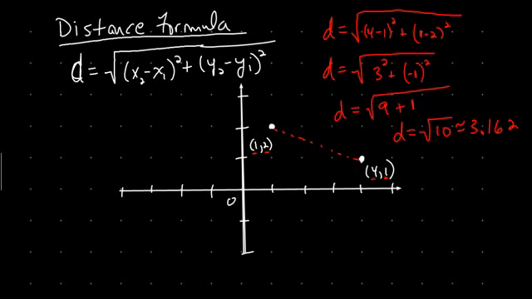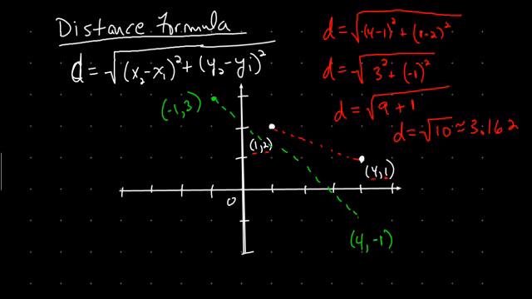Let's switch colors. And let's say we're going to go from negative 1, 3 to 4, negative 1. So it's going to be a negative 1, 3 to 4, negative 1. And what we're looking for is the distance between those two points.